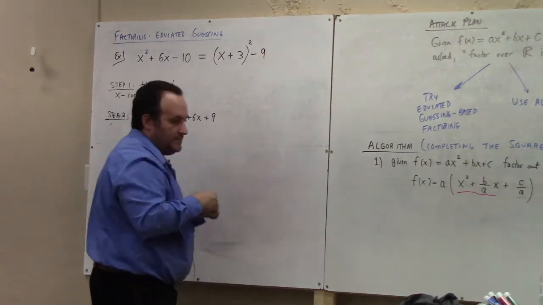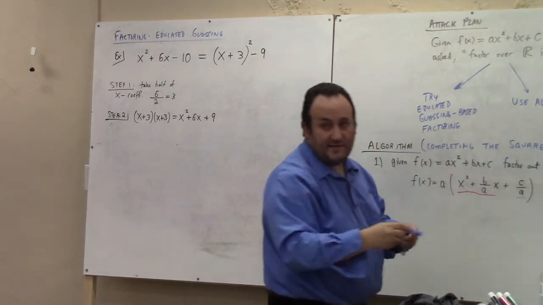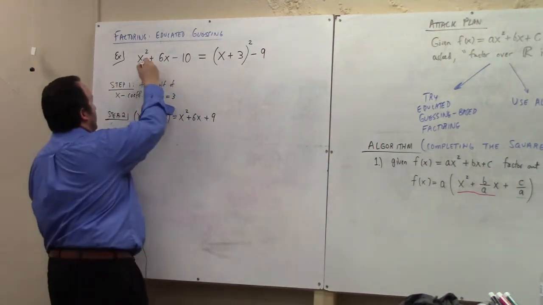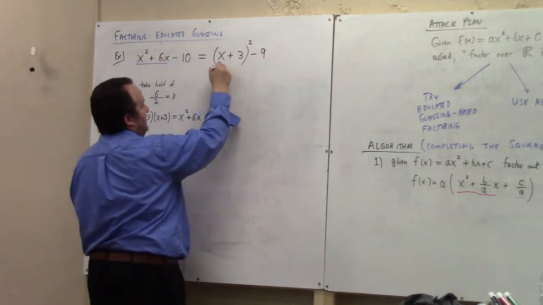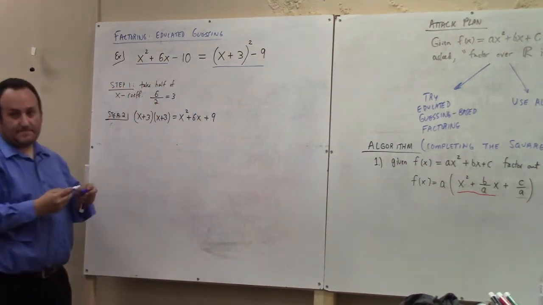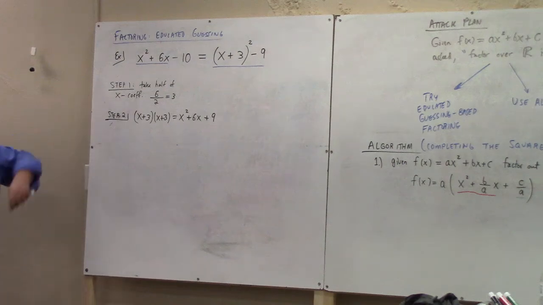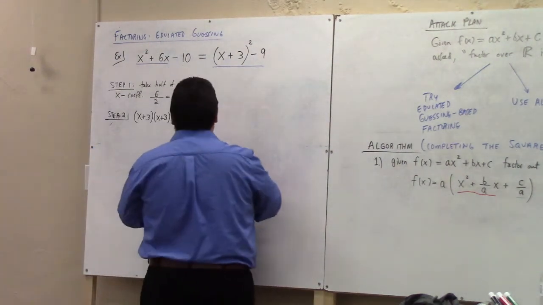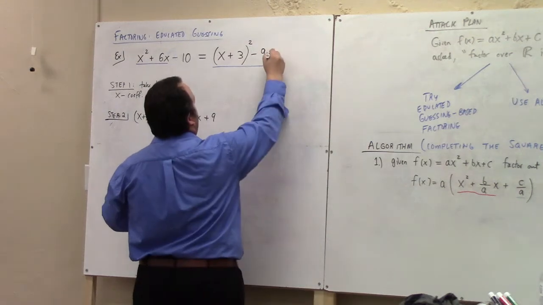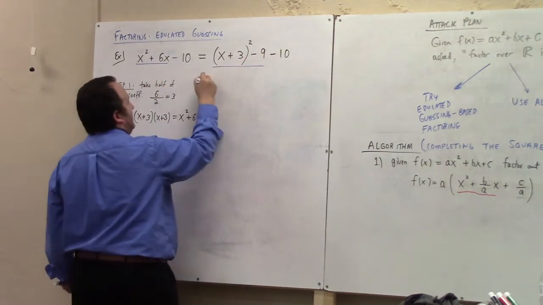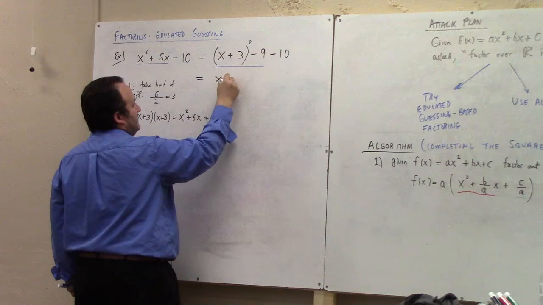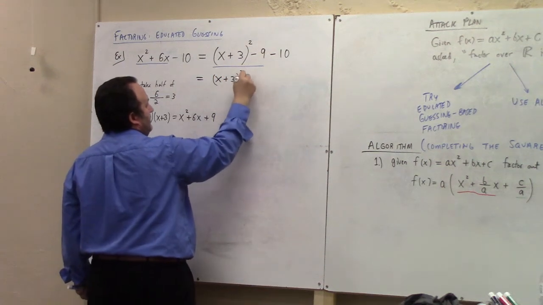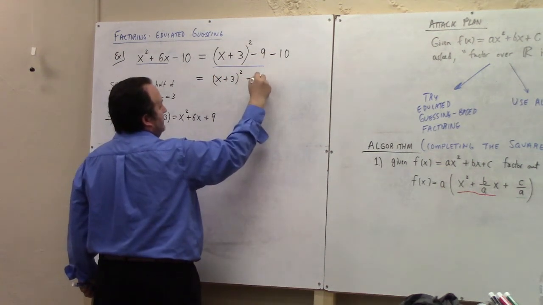What I've written is exactly the same as the first two terms. This matches that identically. And I still have the minus 10, still have the minus 10, so that's there. And so what that's going to give me is x plus 3 squared minus, well, 19.